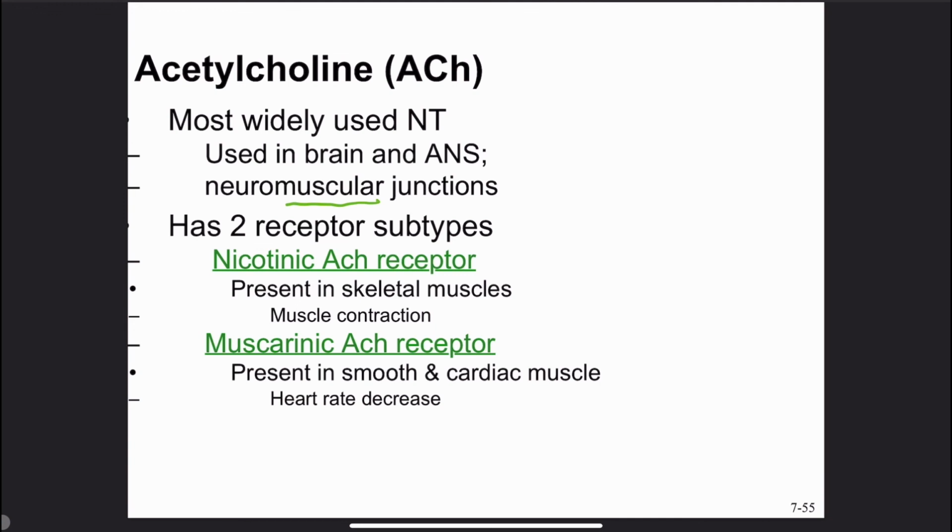And so nicotinic acetylcholine receptors that open up an ion channel, we find those in our skeletal muscle. So they activate our muscle contraction. That's one really important place we find that. Muscarinic acetylcholine receptors, which activate those G proteins, we find those in cardiac muscle and smooth muscle. An example of what they can do is to make your heart rate decrease.